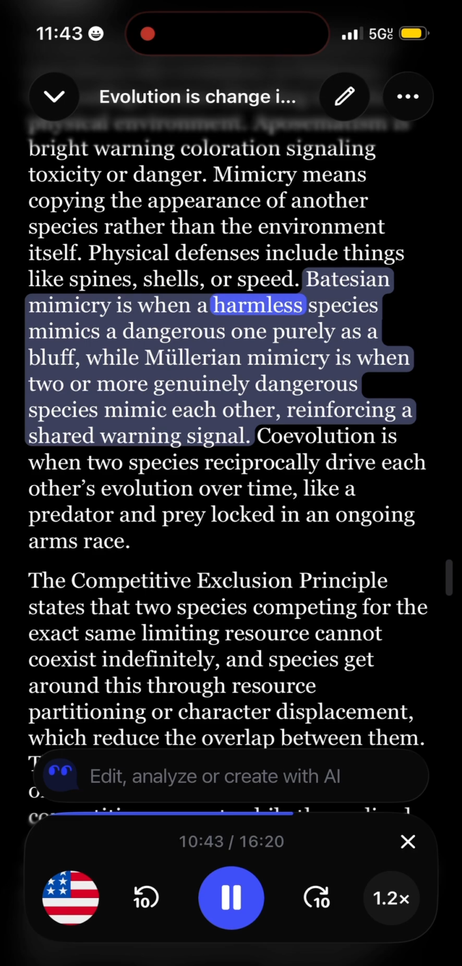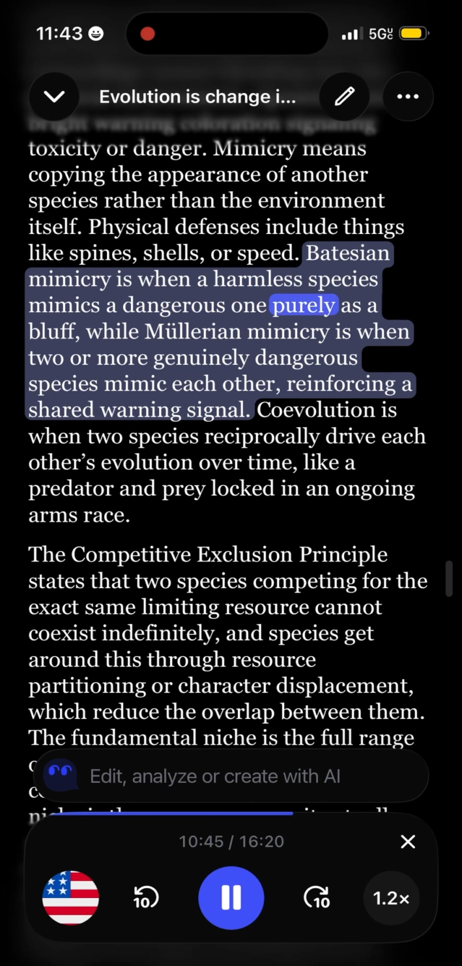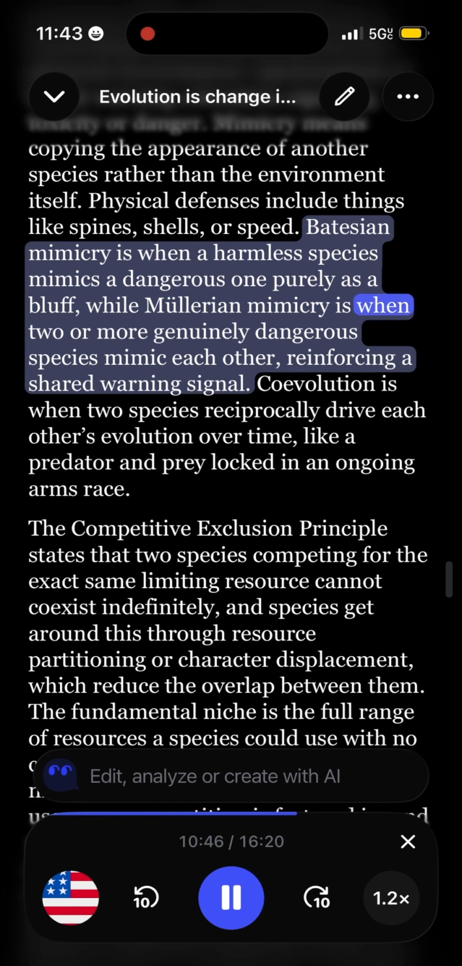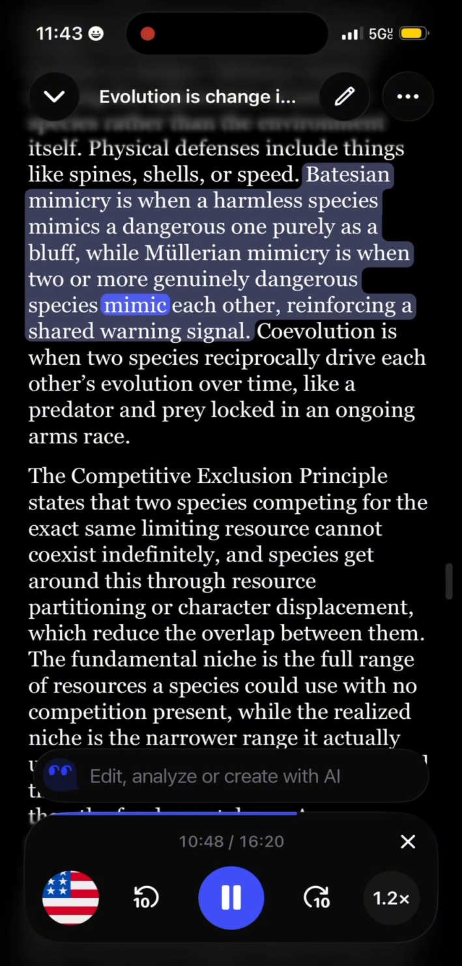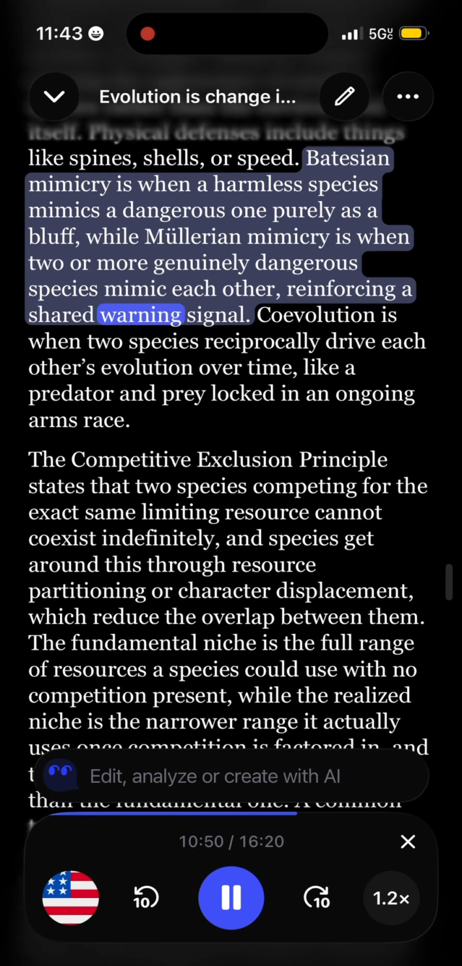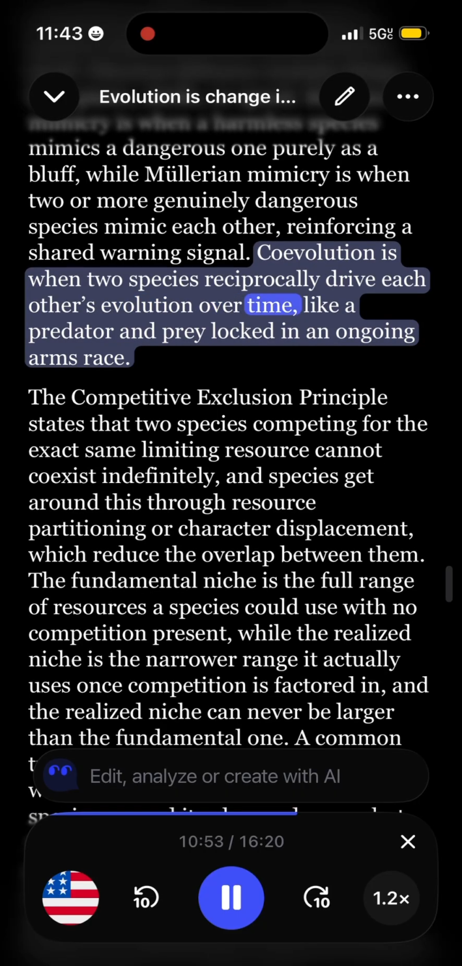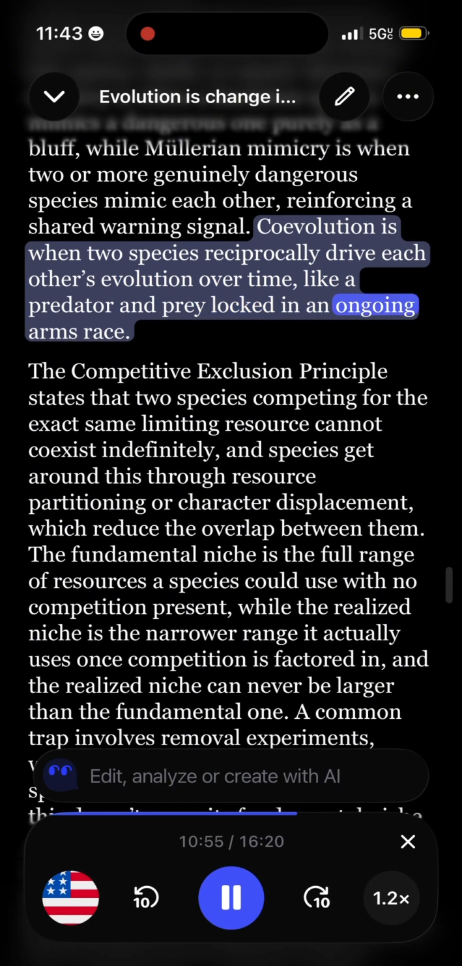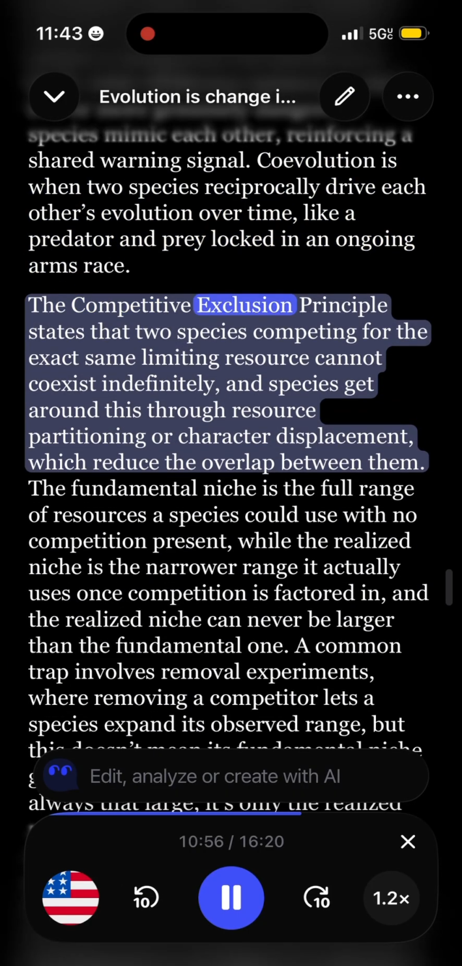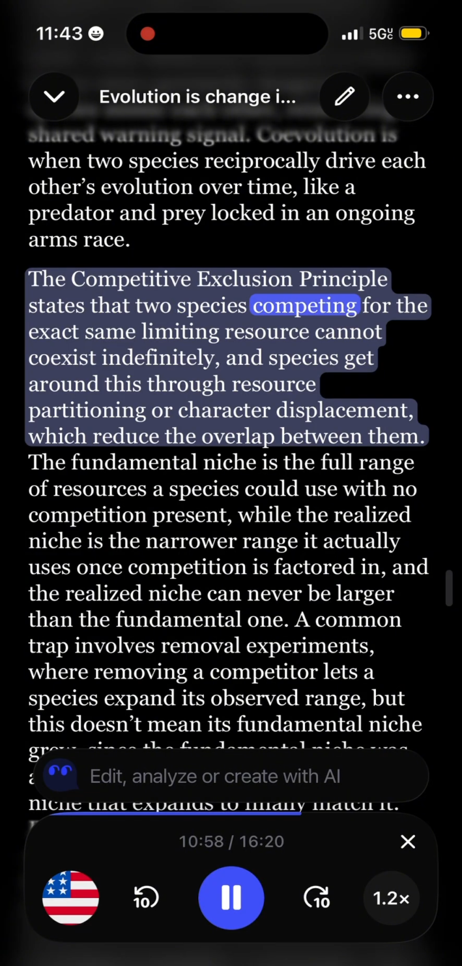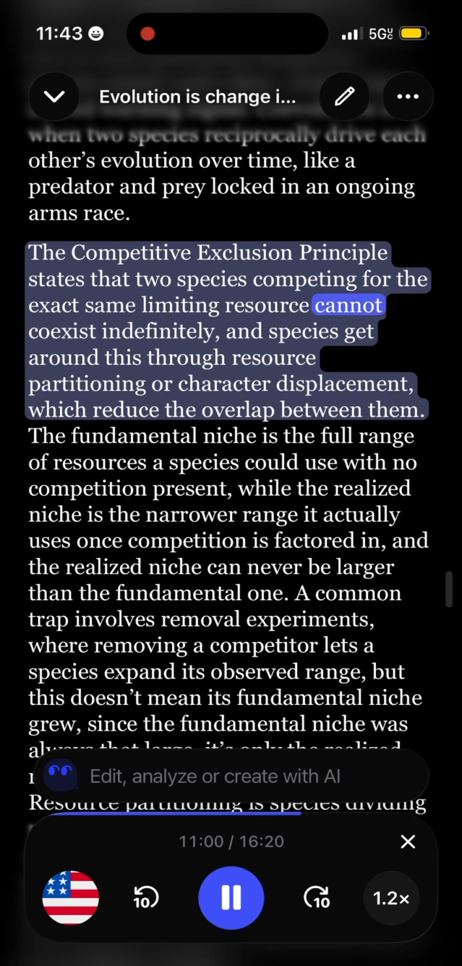Batesian mimicry is when a harmless species mimics a dangerous one purely as a bluff, while Müllerian mimicry is when two or more genuinely dangerous species mimic each other, reinforcing a shared warning signal. Coevolution is when two species reciprocally drive each other's evolution over time, like a predator and prey locked in an ongoing arms race.